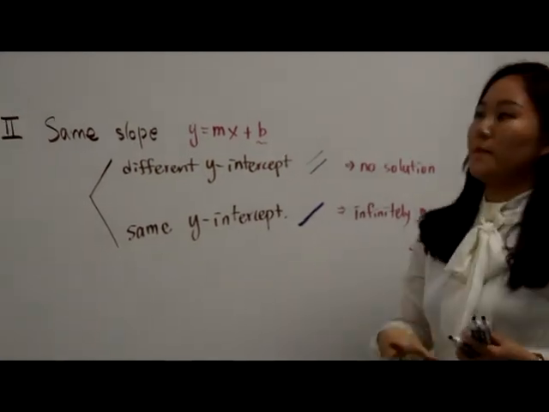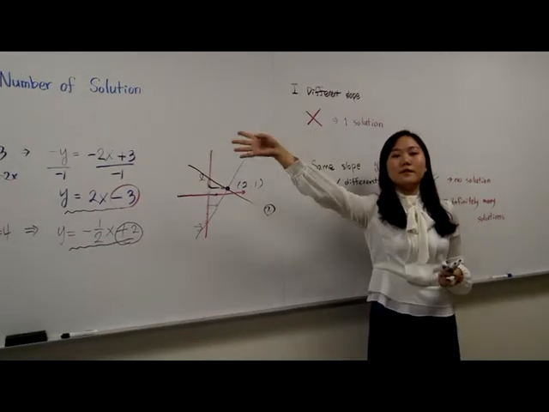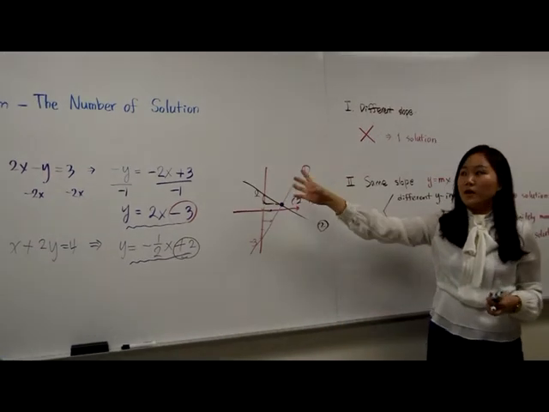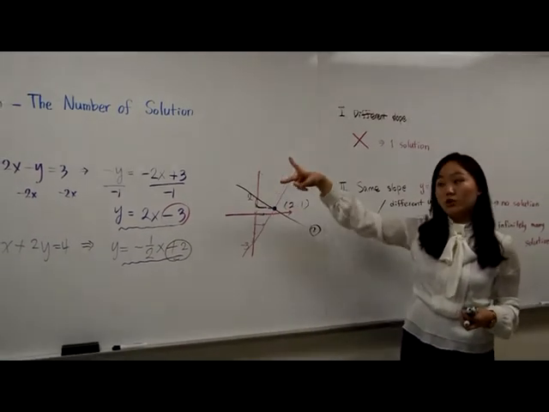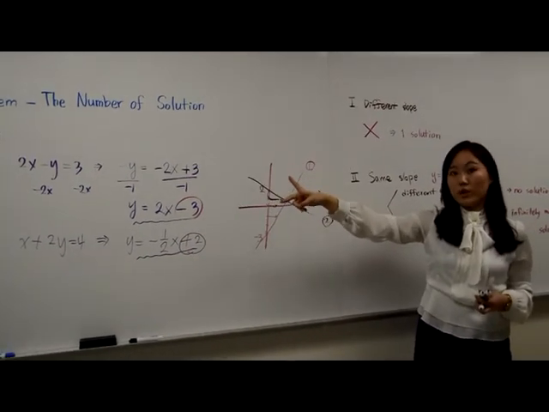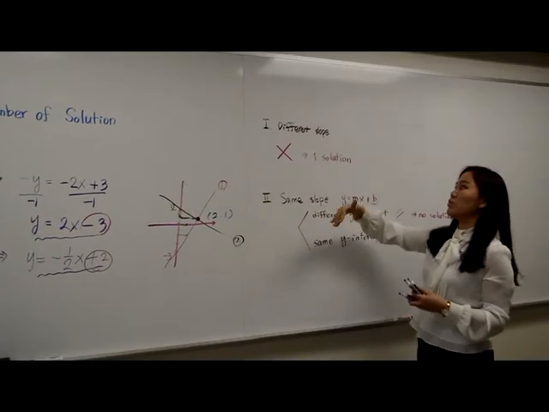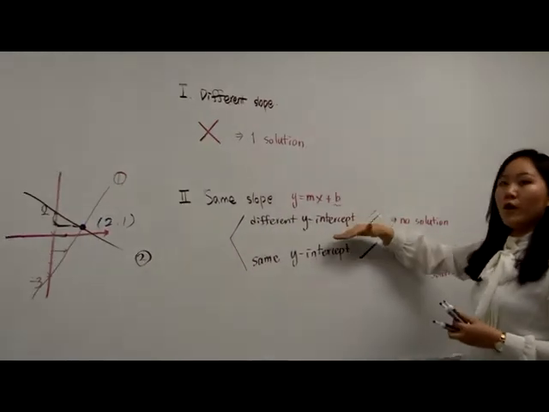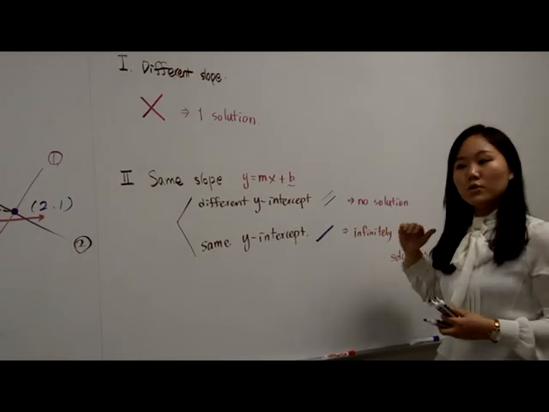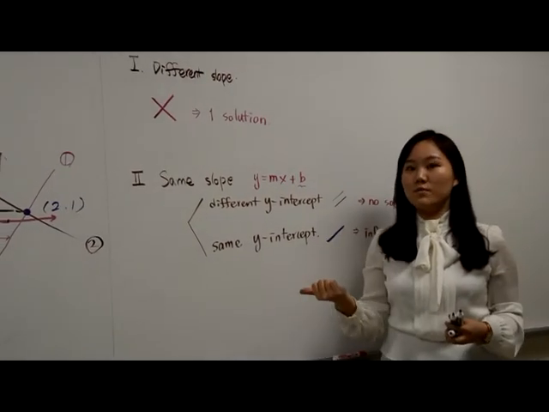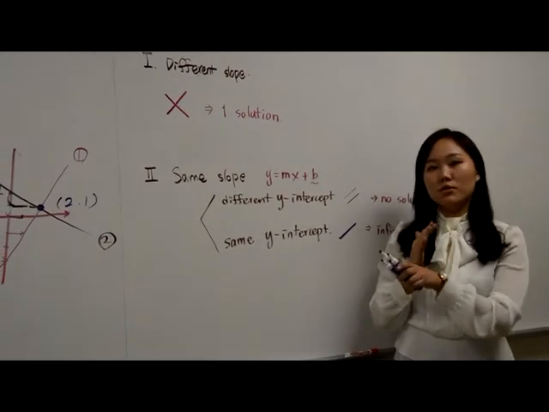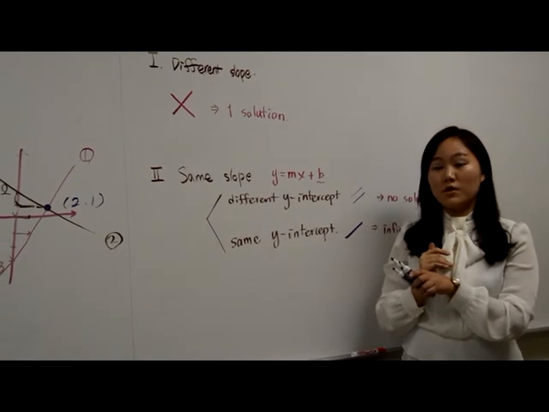Let's summarize. If you have linear equation system, for example, there are two linear equations, the number of solutions will be 1, 0, or infinitely many cases. So when you are solving linear equation system, first decide how many solutions are there and start solving the equation.